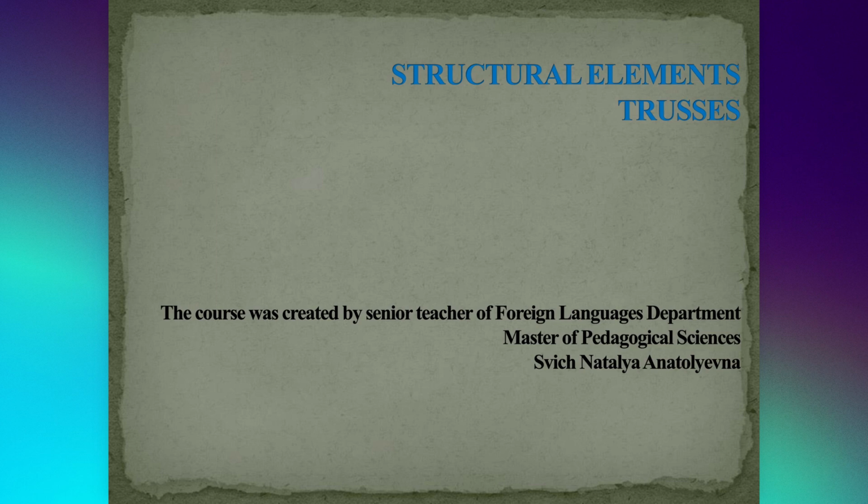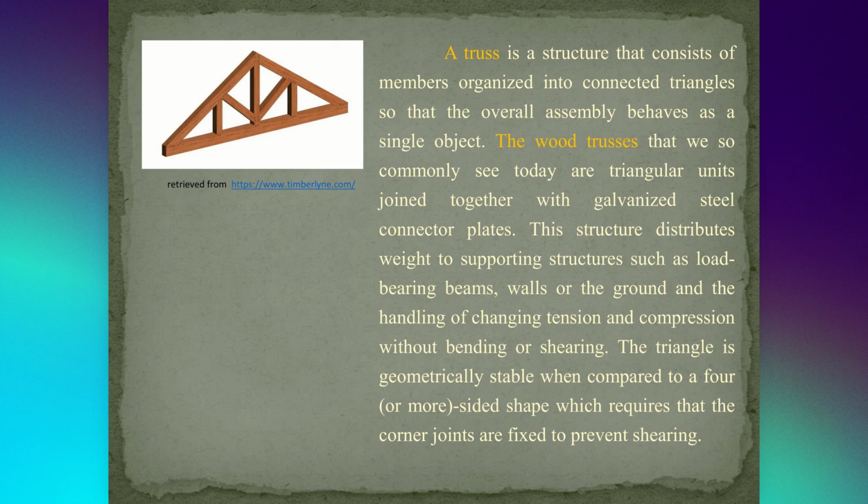Today we are going to discuss trusses. Let's start. A truss is a structure that consists of members organized into connected triangles so that the overall assembly behaves as a single object. The wood trusses that we so commonly see today are triangular units joined together with galvanized steel connector plates.